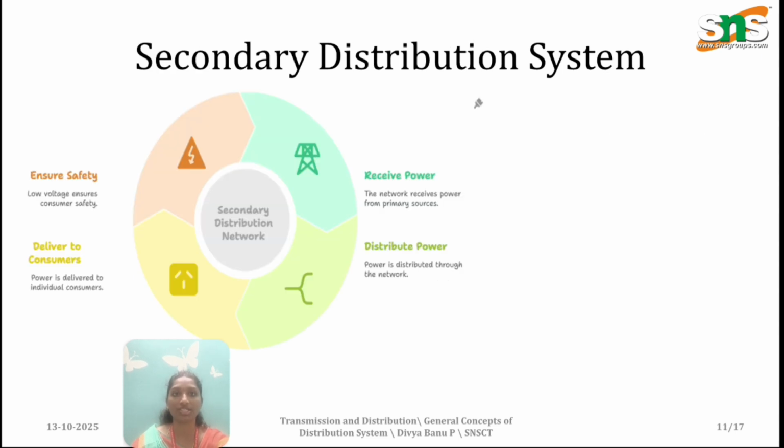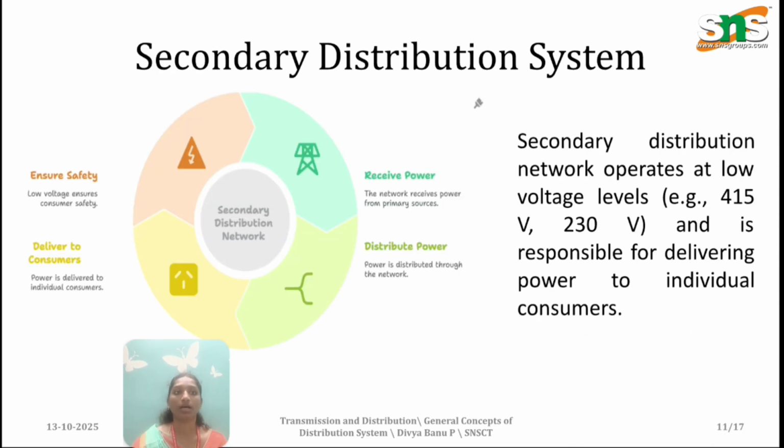Whereas in secondary distribution, the voltage levels will be like 415 or 230 volts based on single phase or three phase supply. These are responsible for delivering to the individual consumers. So the primary distribution is responsible for transfer, whereas the secondary distribution is responsible for supplying the individual consumers. This secondary distribution network ensures safety, it delivers to the consumers, it receives power, and it also distributes power. These are the four main parameters of the secondary distribution system.